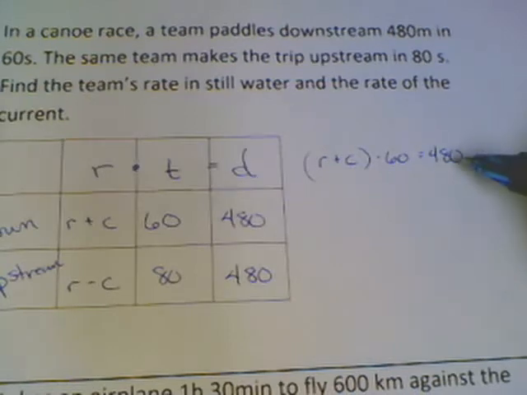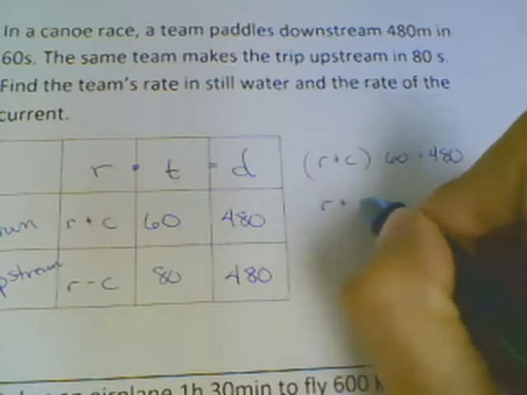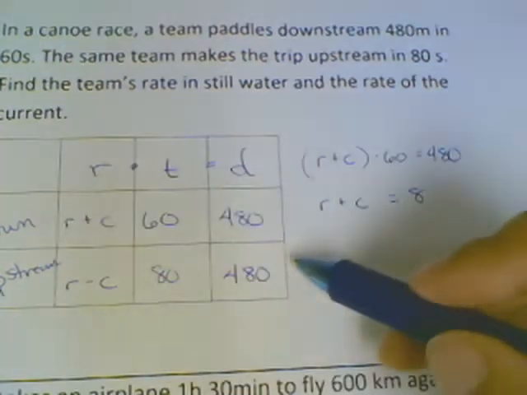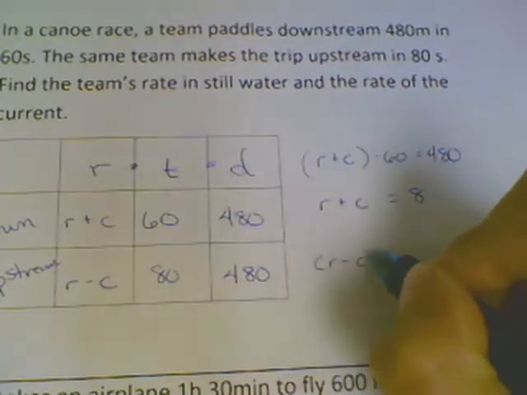I can make this equation much simpler to solve by dividing both sides by 60. Then I will get R plus C equals 8. I can do the same thing with the second row and say, well, R minus C times 80 is 480. Divide both sides by 80 and I will get R minus C equals 6. I now have two equations as a system that I can solve and figure out what R and C are. Let's rewrite those. R plus C equals 8, R minus C equals 6.